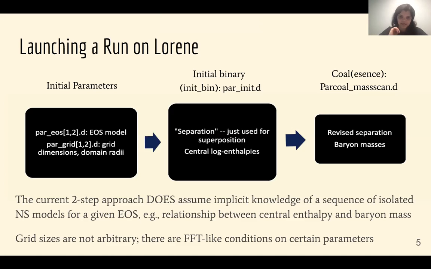The parameter file for that module is par_init.d, where you give what the separation between the two stars should be, which is just used for superposition. And the second one is what is the central log enthalpies of each of those stars. After you run the initial binary routine, there is the second routine, which is called coal, which is again short for coalescence. And the parameter file for that is parcol_mass_scan.d, in which you need to specify what is the revised separation between the two stars and what are the final baryon masses that you want for your configuration.